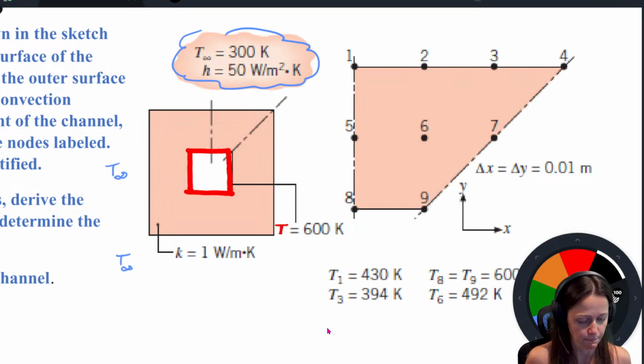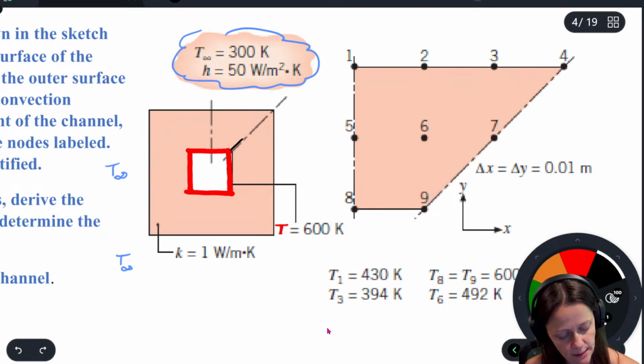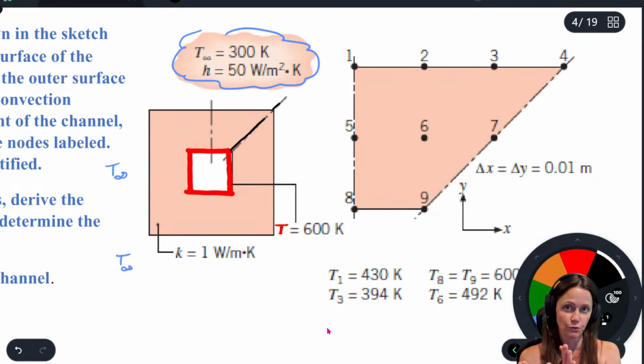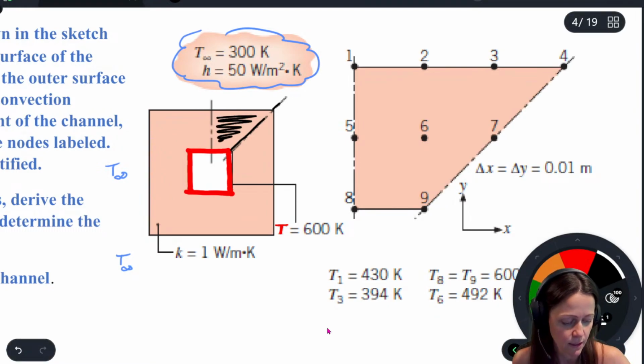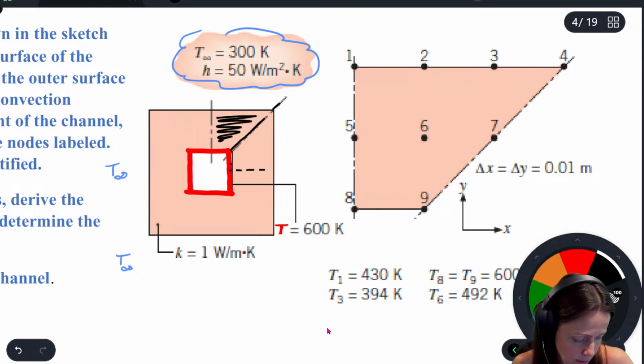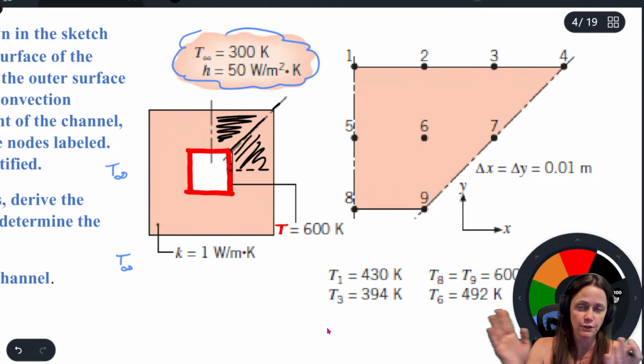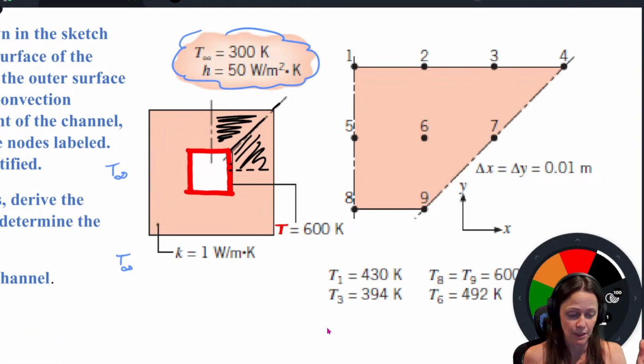So yeah, because this is a line of symmetry. If you think about it as a mirror image, like this right here and this right here, if you flipped it over, it would be a mirror image as far as the temperature distribution goes.